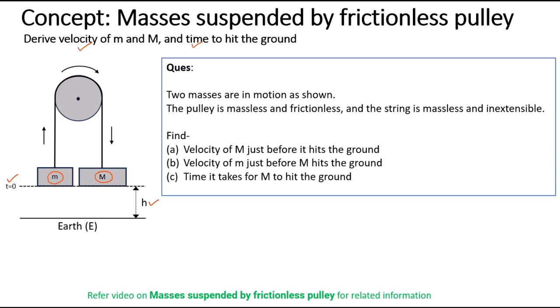And what we are required to find out: part A, what is the velocity with which the bigger mass will strike the ground? Part B, the velocity of m just before the bigger object hits the ground, because we know that the bigger object will be moving in the downward direction and the smaller object will be moving in the upward direction. So what is the velocity of m? And then finally, part C, what is the time it takes for the bigger mass to hit the ground?